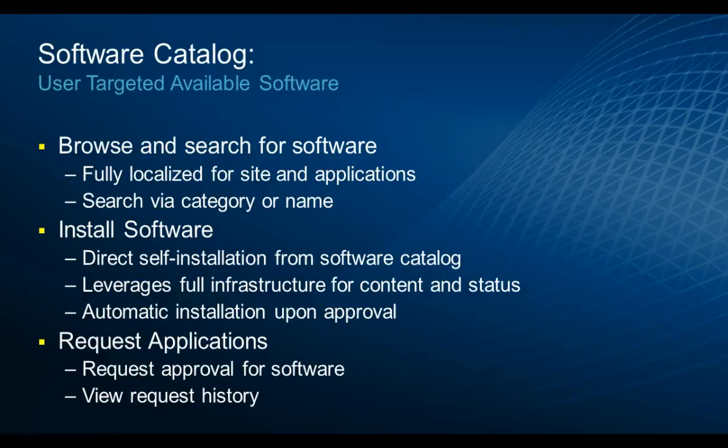We can install software from the catalog directly as a self-install from the catalog installation buttons. And we can also leverage infrastructure behind it for content and status. And then we can also do automatic installations upon approval. So if the user requires approval from an application request, it can be done right from the console by simply submitting a request instead of install.